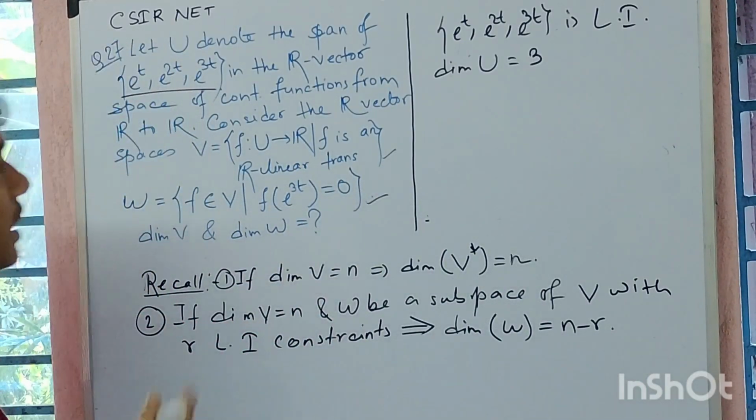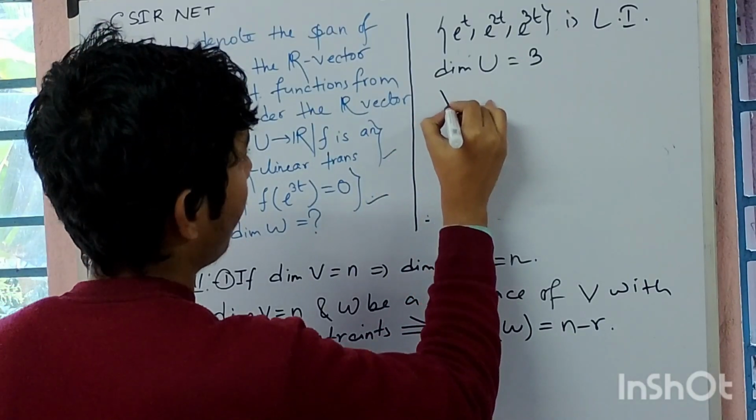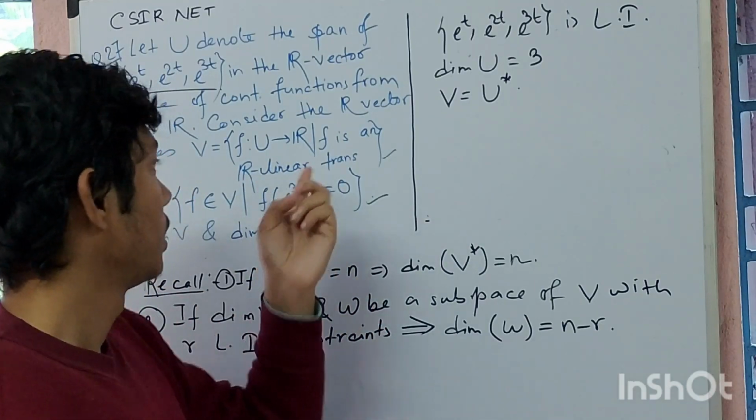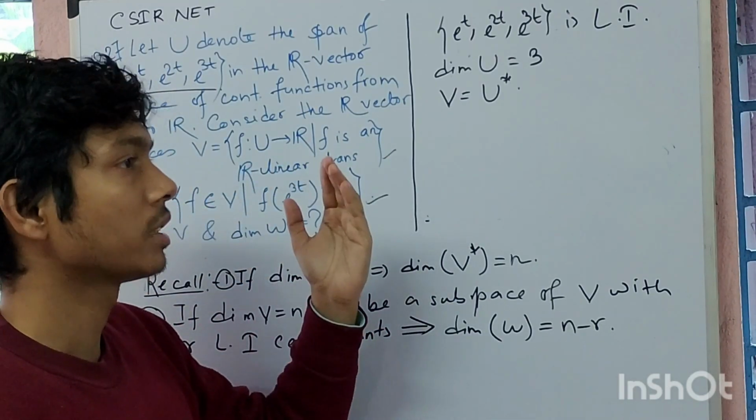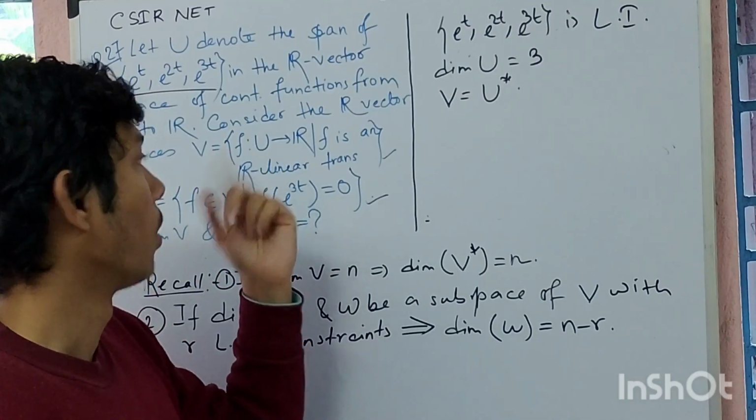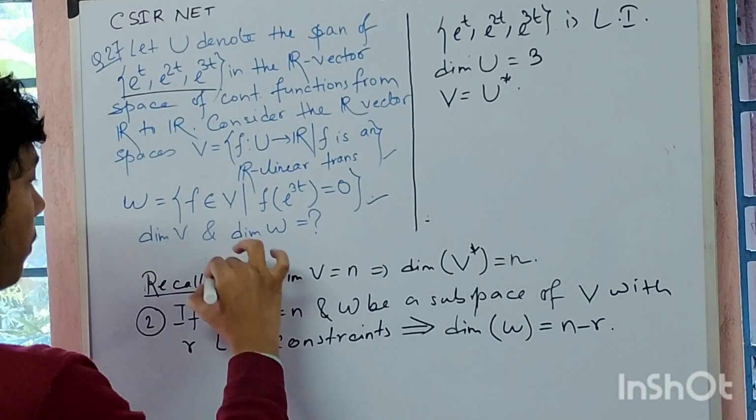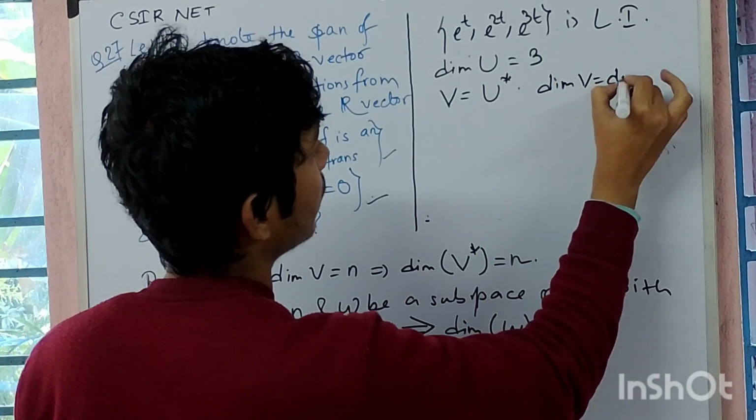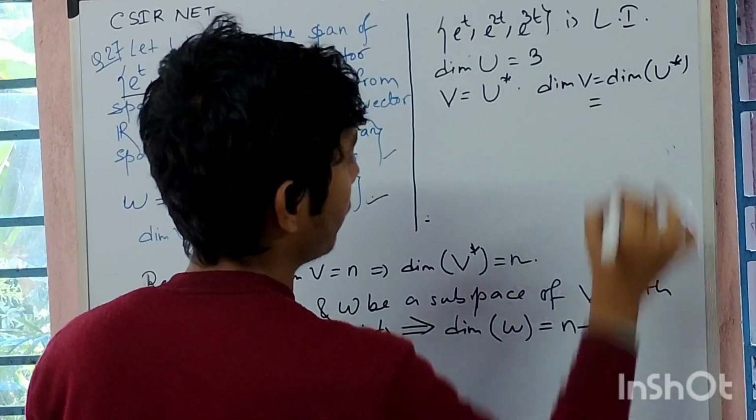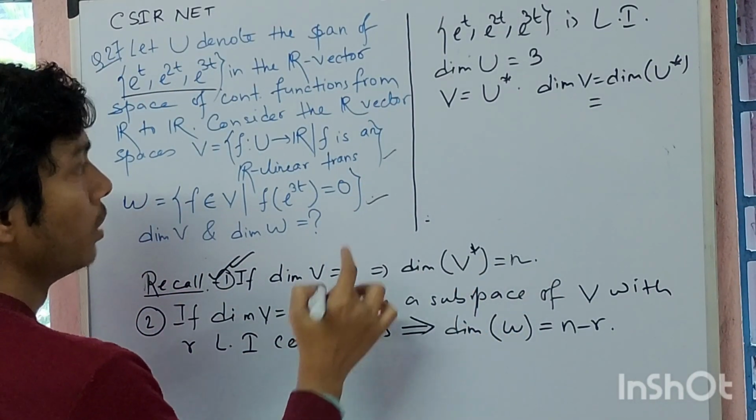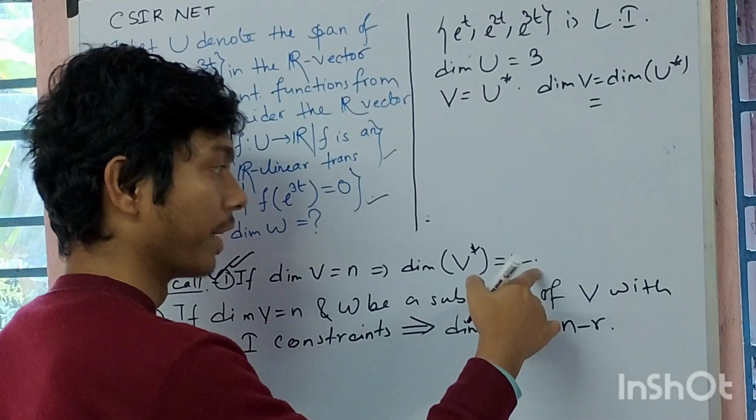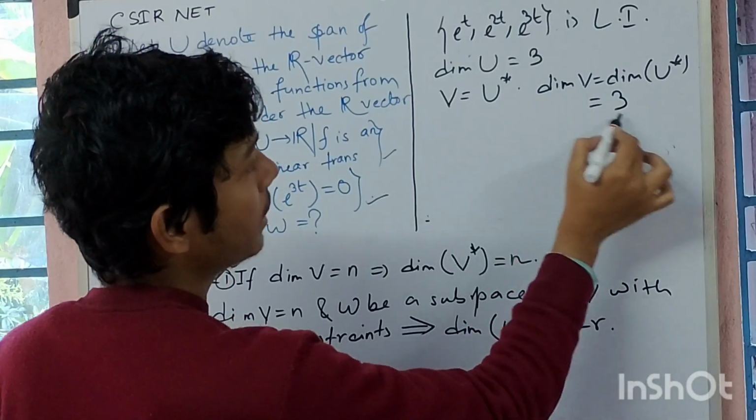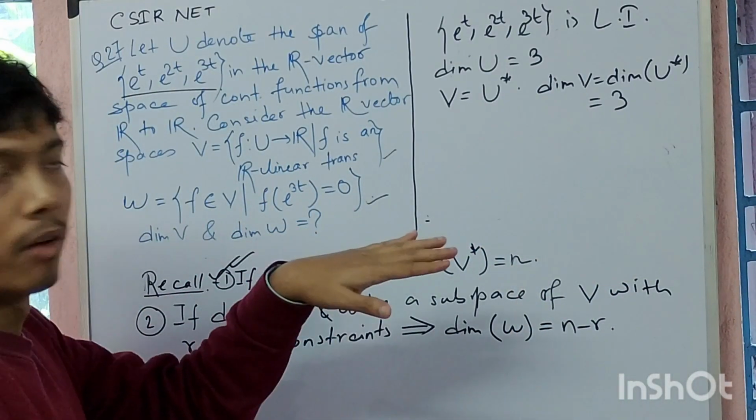Now what is given by V? Look at this. My V is basically U star, the dual of U. It's basically the vector space of all linear functionals on U. From the first property, what can I say? The dimension of V equals the dimension of U star, and if the dimension of U is n, then the dimension of U star is also n. Here the dimension of U is 3, so the dimension of U star is also 3. So my dimension of V becomes 3. I have already found the dimension of V.